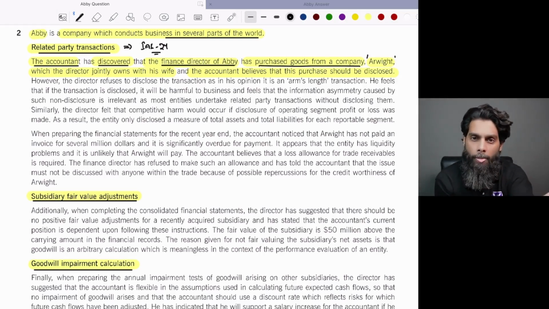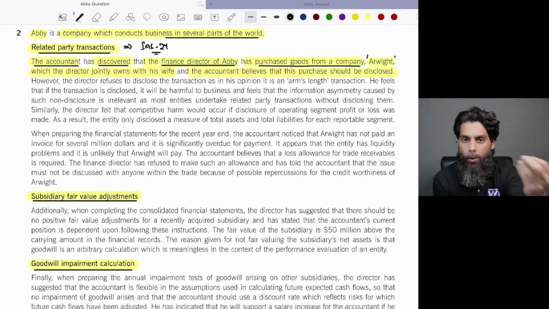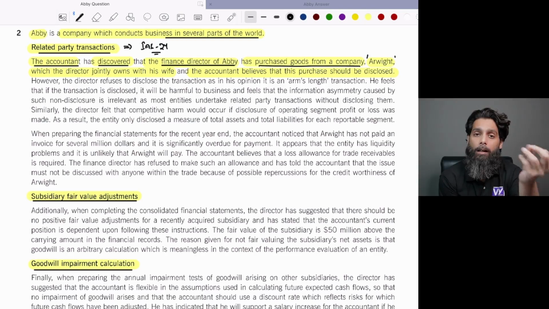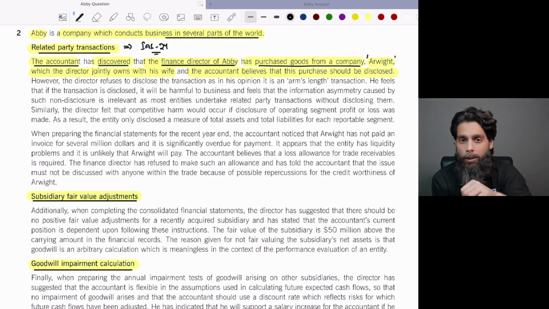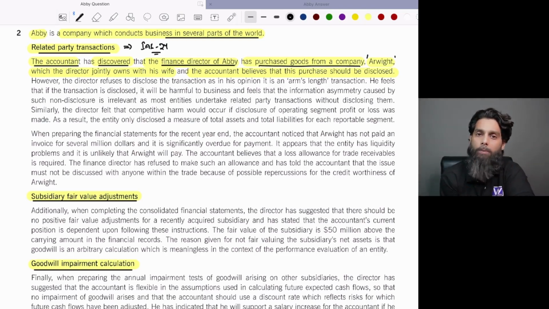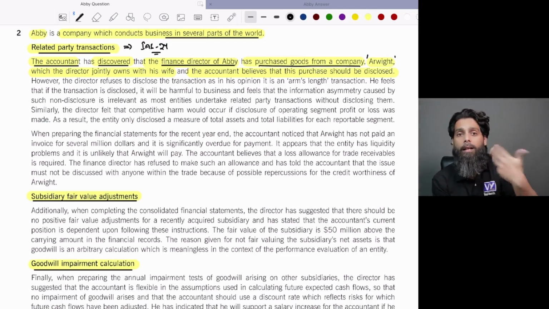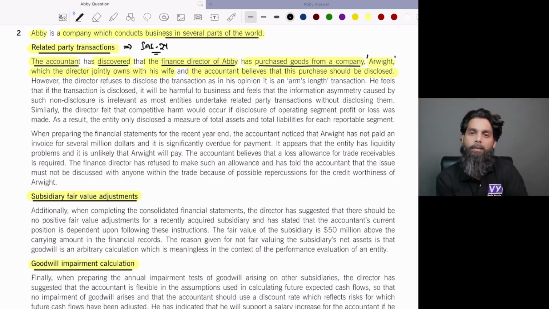Therefore these transactions need to be disclosed. So we studied under IAS 24 that a related party can be a person or an entity. A related party can be a person who controls or jointly controls your entity, a person who has significant influence over the entity, or is a key management personnel. And then there were entities who can be classified as related parties as well. I'm just giving you a recap of IAS 24.